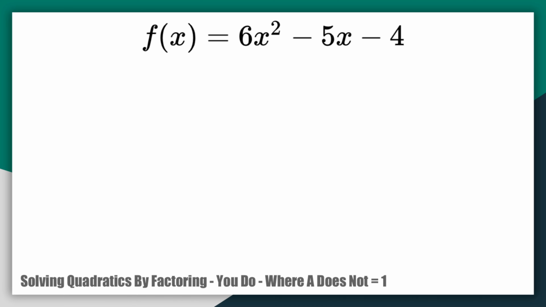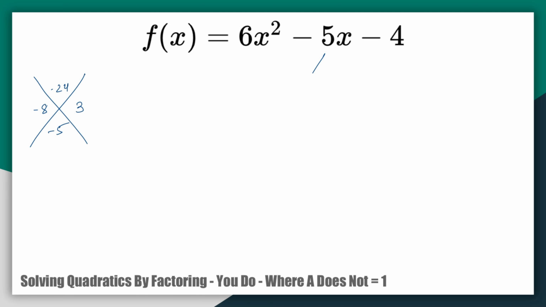Okay, so hopefully you gave that a try. You make your x factor. We have 6 times 4 up top for negative 24. We have negative 5 on the bottom for b. We have to ask ourselves what times what gives us negative 24 that adds to be negative 5. And the answer to that is negative 8 and positive 3. Negative 8 times 3 is negative 24. Negative 8 plus 3 is negative 5.